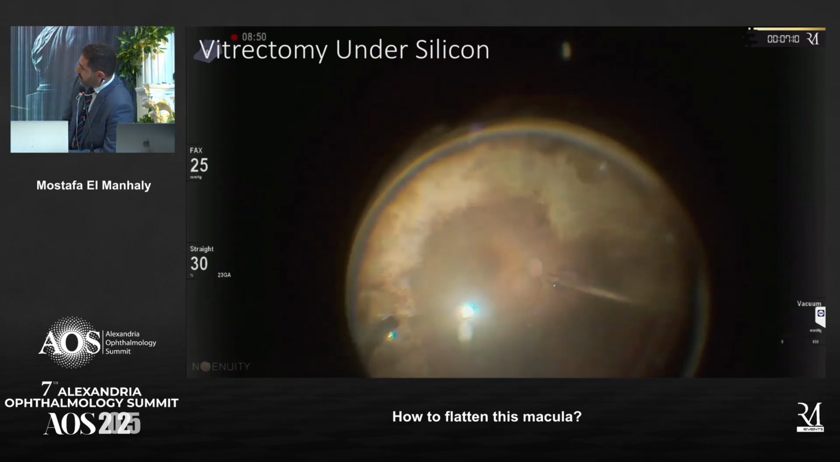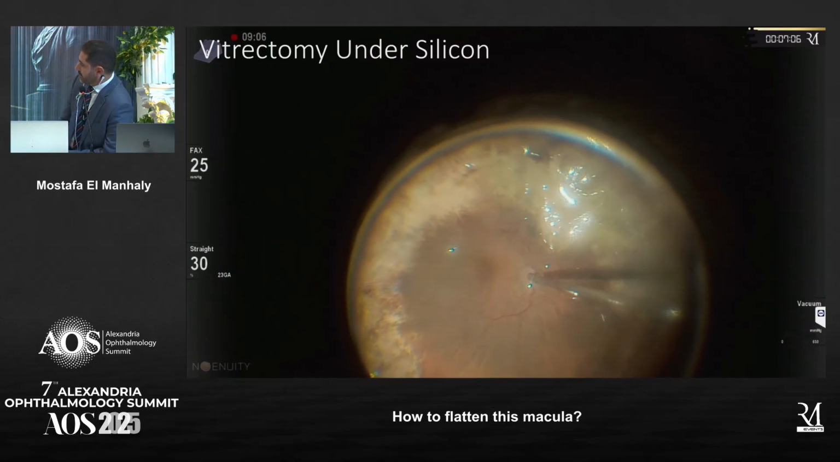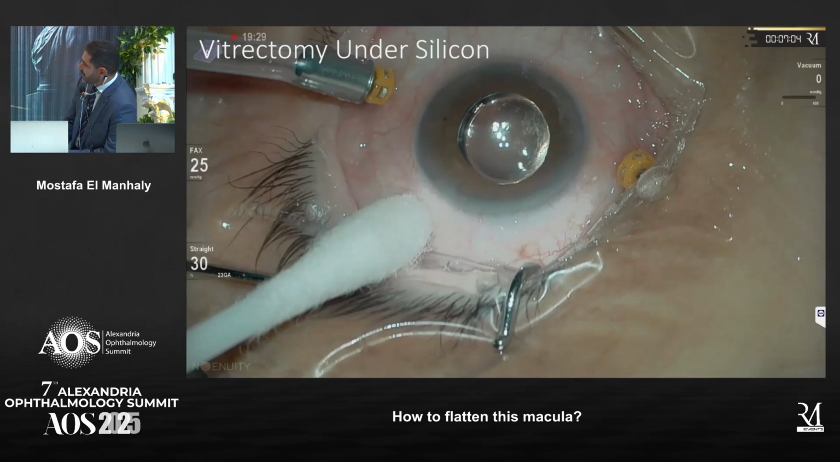Actually, working under silicone oil gives a lot of advantages. Yes, it's a very stable environment, a third hand. And if bleeding occurs, it's much less and more localized than if you have fluid inside the eye. And even if you want to push fluid from the posterior pole anteriorly, you can put a bubble of perfluorocarbon underneath the silicone oil. Yes.